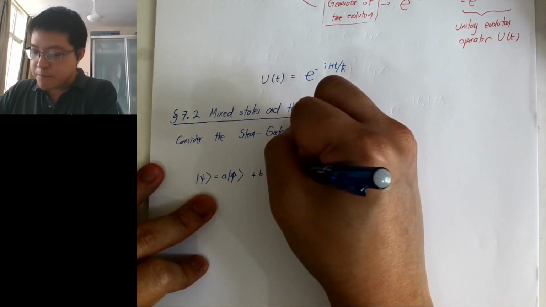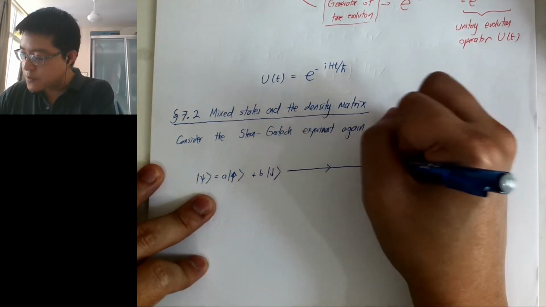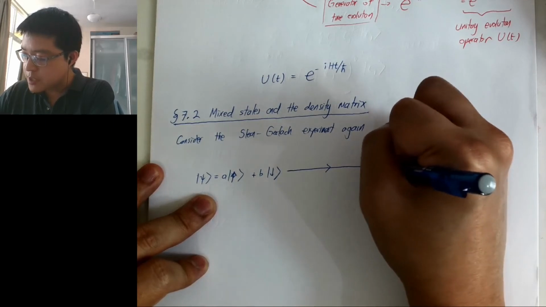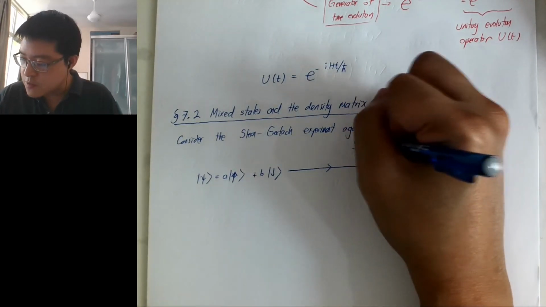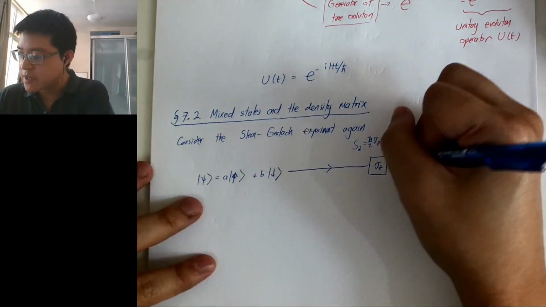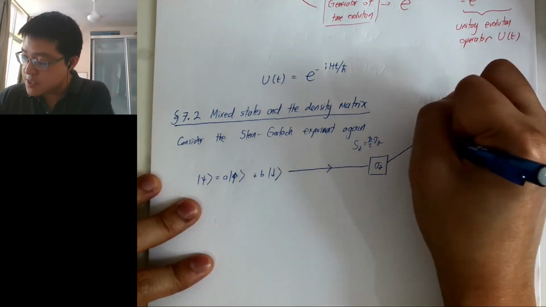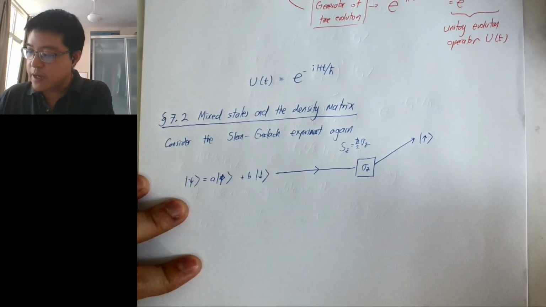And let's say I have a beam that is in this state, and then you do the sigma z measurement. Or in fact, now we know that Sz is h bar over 2 sigma z, right? So now we know everything of this story already. If we pass through this inhomogeneous magnet, the beam will split, right? So this will be going here.